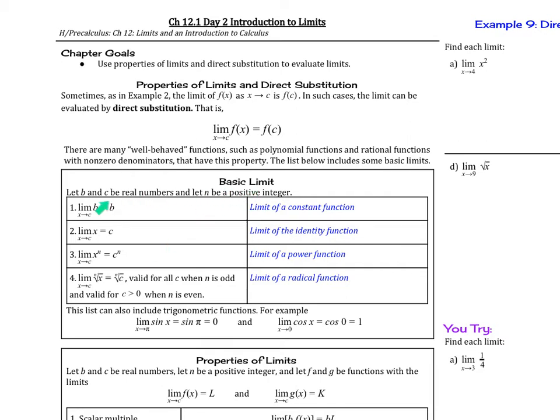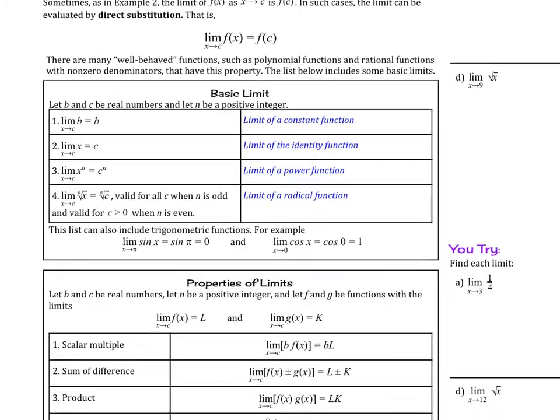So here are some basic limits. We'll see this as we plug it in, so I'm not going to go over that too much in detail right now. But let's take a look at the bottom example.